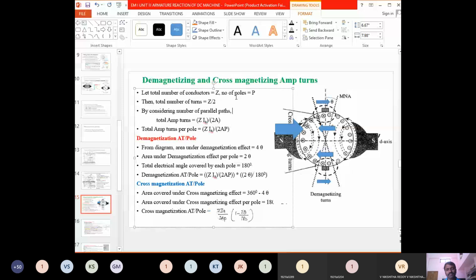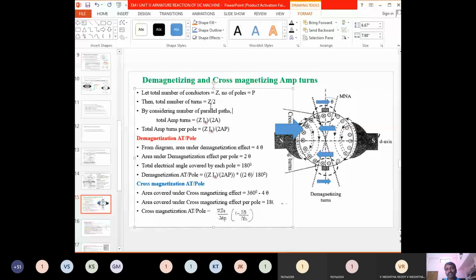So which portion of ampere turns per pole? mmf equal to NI, that is equal to ampere turns, where N equals the number of turns and I equals current. So in order to find the mmf ampere turns, we need to find how much portion is demagnetization. Conductors are generating ampere turns and cross magnetization is generating ampere turns. To find that, I'm doing a simple calculation. It's easy. So here the total number of turns is Z by 2.